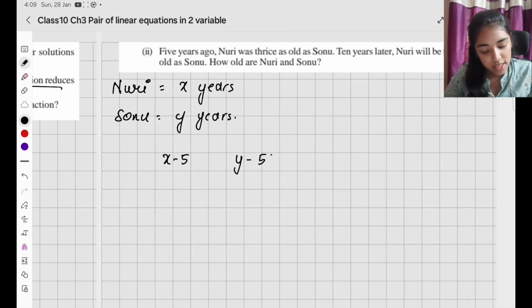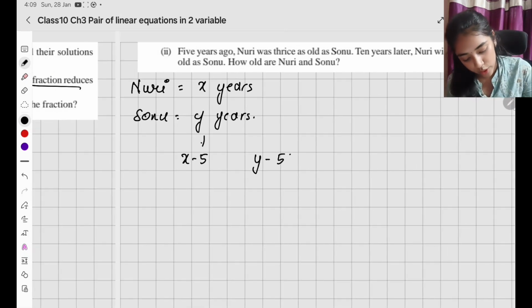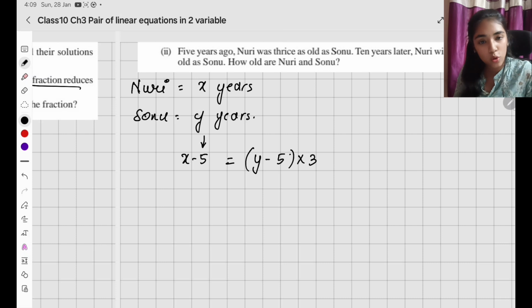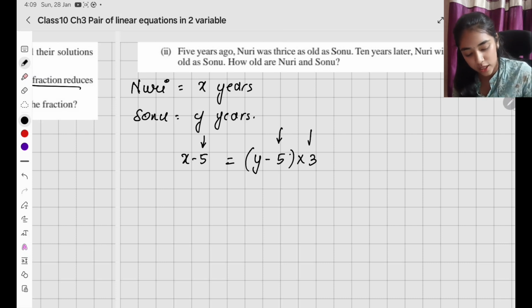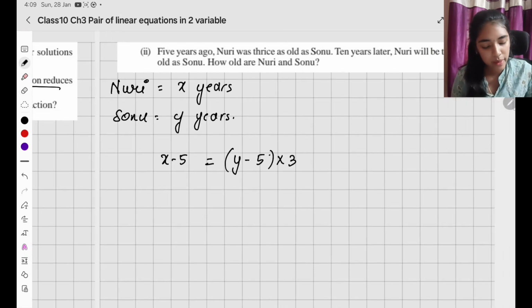Noori was thrice as old as Sonu. So Noori is going to be the older person. If this value is 2, then 2 into 3 is going to be 6. So if this is 2, this becomes 6. So obviously Noori is going to be older than Sonu. Okay, so we have to write the equation like this: x minus 5 equals y minus 5 into 3.